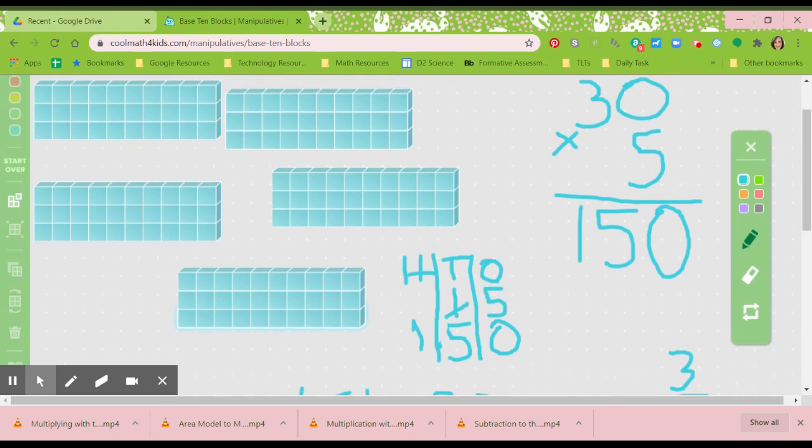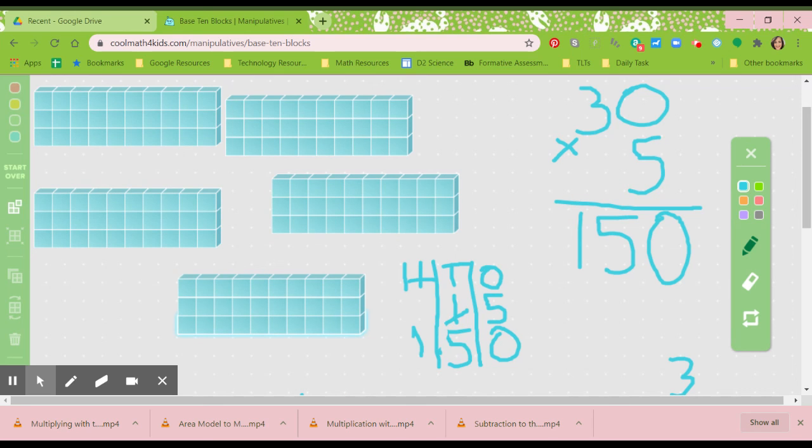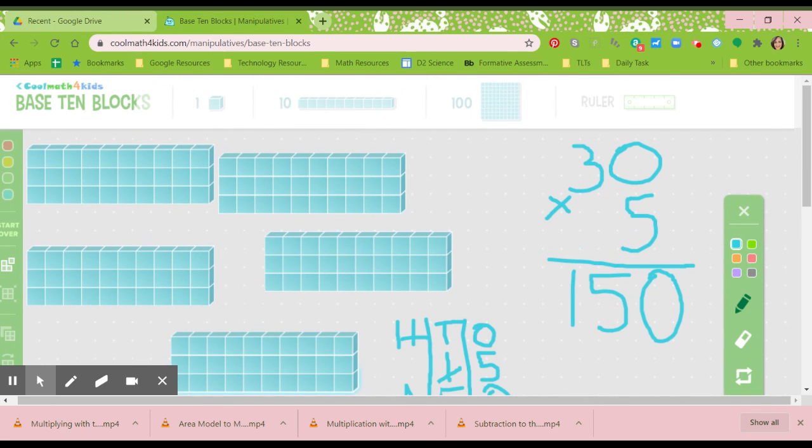So when I'm thinking about multiples of 10, I want to think about these single factors. How can they help me solve? Okay, I hope using this Cool Math for Kids website is going to help you with using base tens to learn multiples of 10.